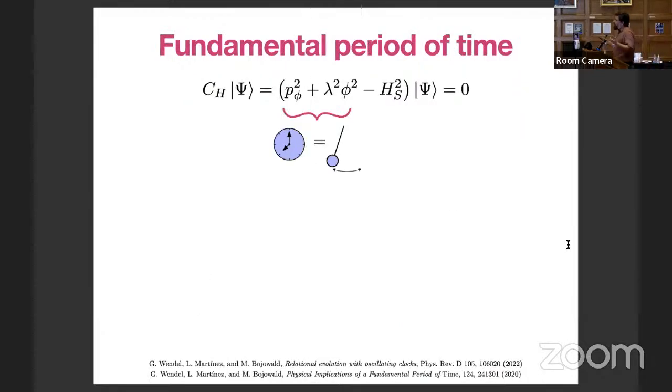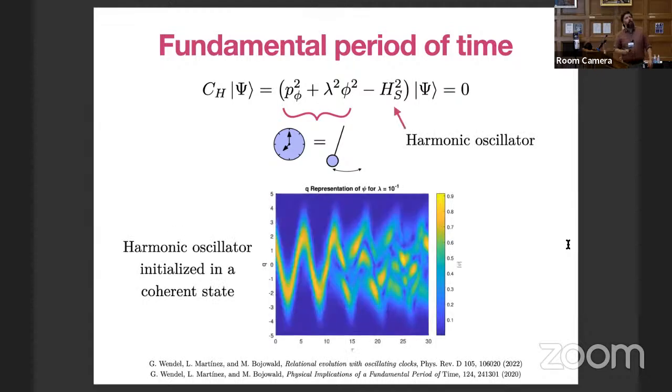Another possible modification to the dynamics that might result is if you consider that there's a fundamental period of time. So this is some work by Wendell, Martinez, and Boyewald, where they considered that, okay, instead of having this big monolithic time variable that runs from minus infinity to plus infinity, you have some oscillating clock. And what they looked at was that, okay, if we have this oscillating clock and then we have some system, they considered a harmonic oscillator, right? And then they unwound this time, and you can look at the evolution of this oscillator relative to this clock.